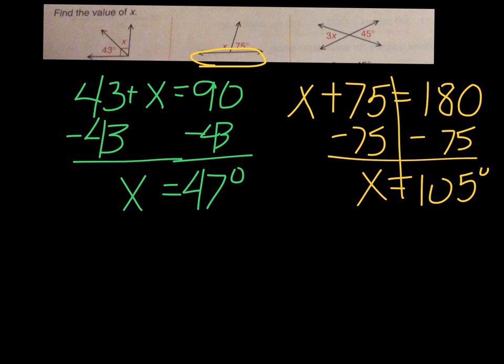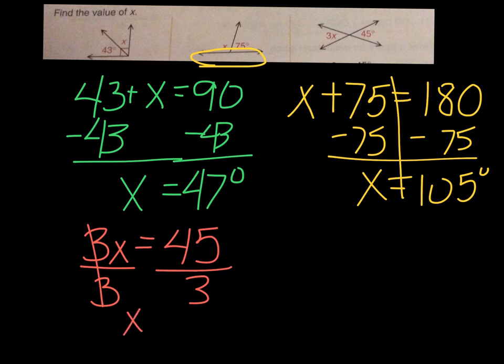And for the last one, I have 3x over here and 45 degrees here. So I know that these are congruent angles, so this side has to equal this side. So I would write that as 3x equals 45. So they multiply here, so I need to divide. So x equals 15 degrees.